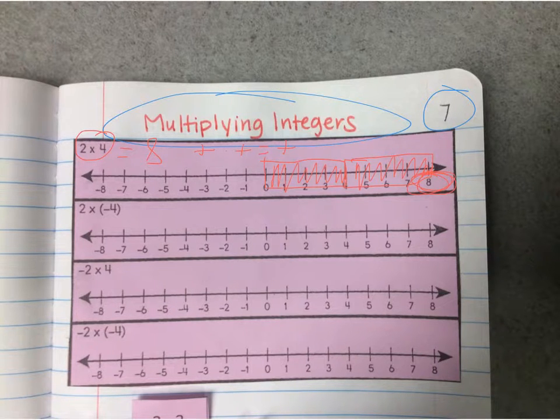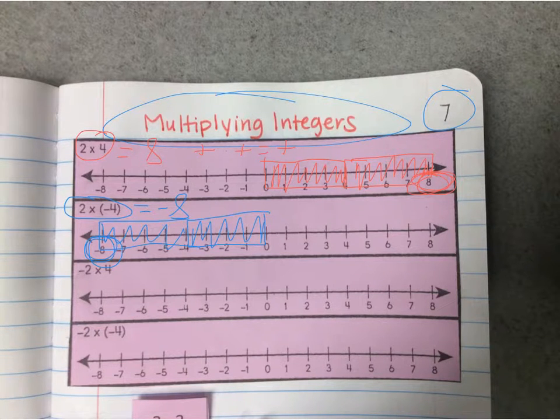We're going to do this 2 times negative 4. So I want two groups of negative 4. So if I ask that, I'm going to start at 0 and I want one group to negative 4. Okay, so there's my first group. And then I want a second group of negative 4. So I'm going to go 4 more. And there you go. So I have 2 times negative 4 is my new answer, which is right here, which is negative 8.